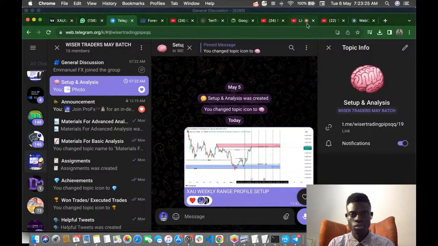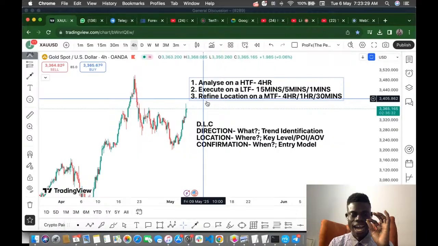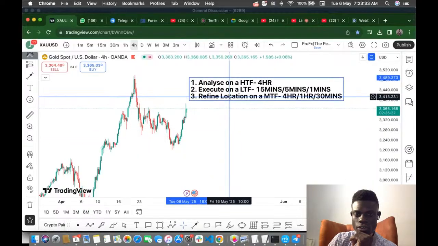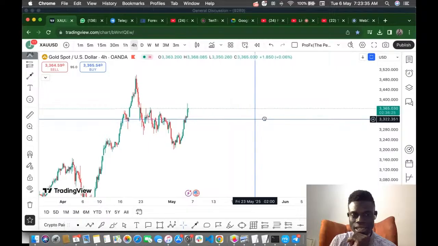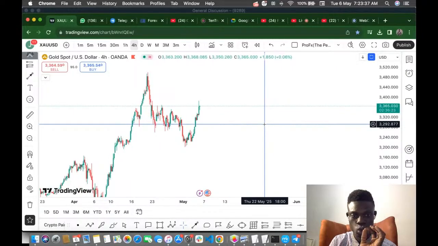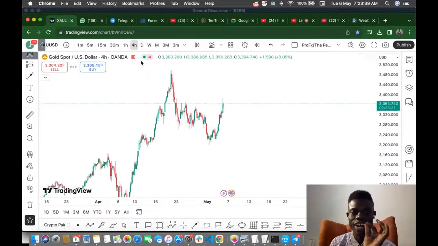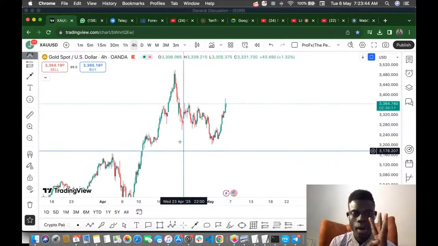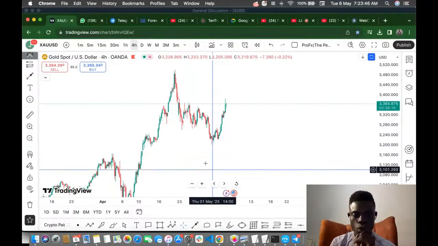Let's move on. Now you have known that, so let's go to our analysis and location. On gold, what's the first thing we want to do? Let us analyze direction and location. I'm using 4 hours for both direction and location in this case on gold.